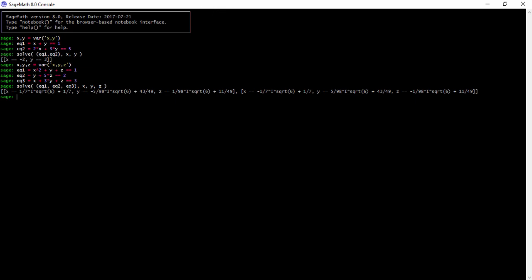Now you can see that it gave 2 sets of solutions, meaning since we have a quadratic here for x, it makes sense to have 2 separate sets of solutions. So here we have an I, which means it's an imaginary number. So this part will be the imaginary number, and this part is the real number. So all of this is equal to x. And this is y, and this is z. Same thing for this other possible solution.